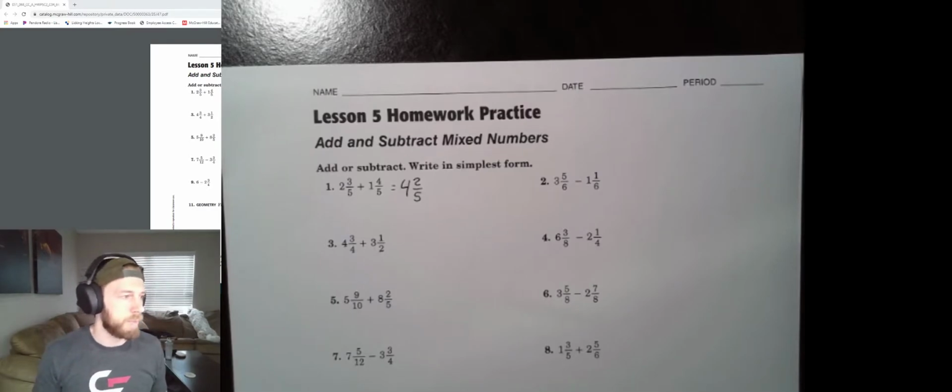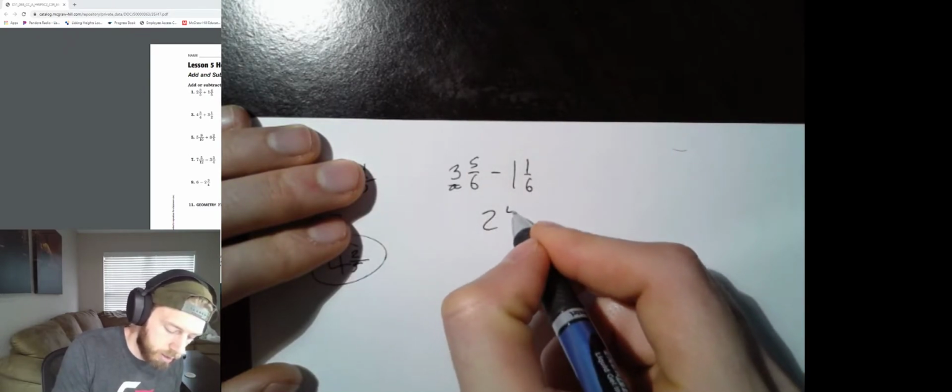Then we're going to jump over to number 2, a subtraction problem. 3 5/6 minus 1 1/6. Oops. 3 5/6 minus 1 1/6. Hopefully that's not too messy for you guys. Again, common denominators. This is cool. This is good for us. So let's go ahead and subtract the whole numbers. 3 minus 1 is 2, and 5/6 minus 1/6 is 4/6. Nice and easy. Okay, subtract the whole numbers and the fractions.